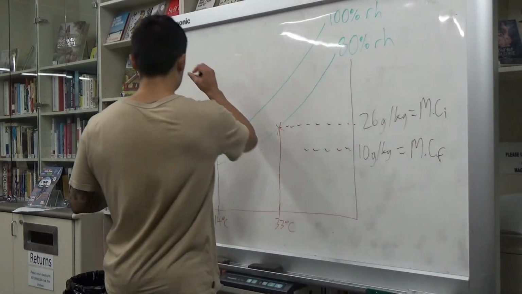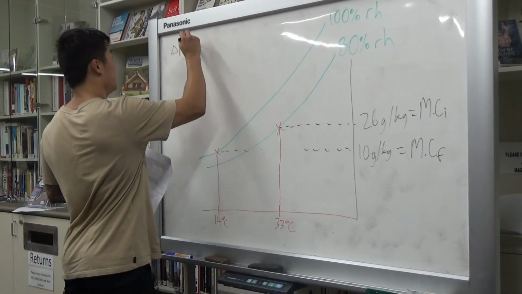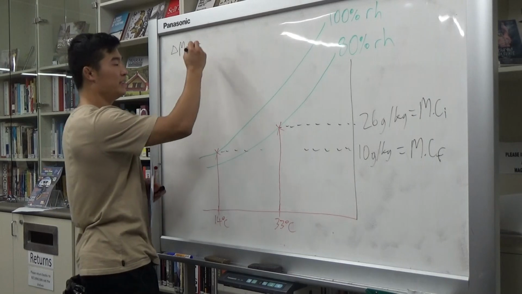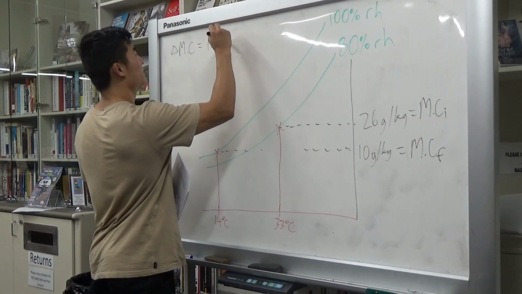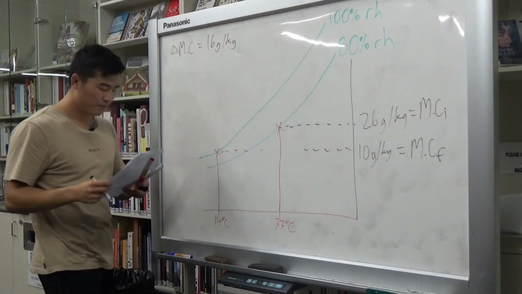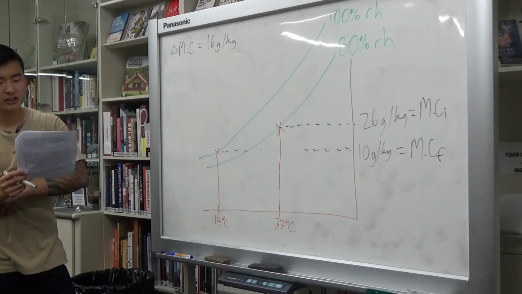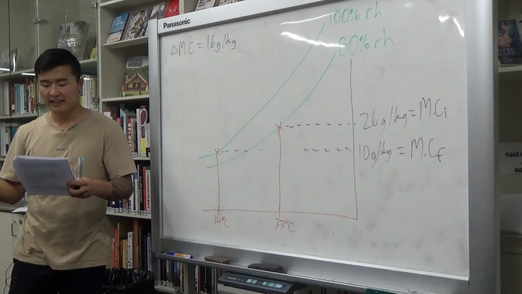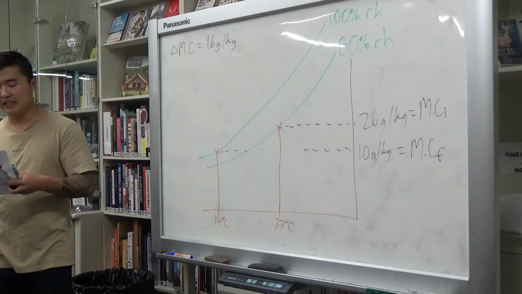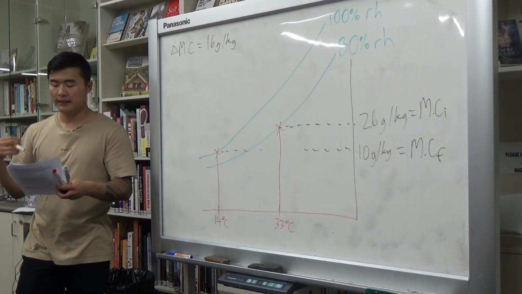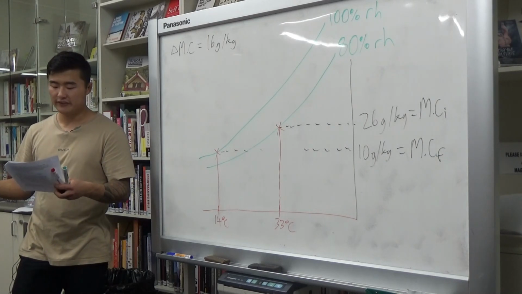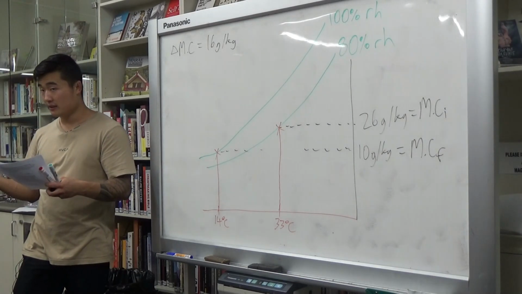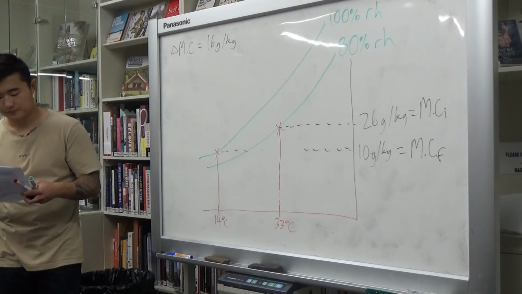And so your change in moisture content is going to be 16 grams per kilogram, and you need to multiply that by the number of kilograms of dry air there is in the room, but we haven't been told the mass of the dry air in the room, have we? So we need to calculate it.